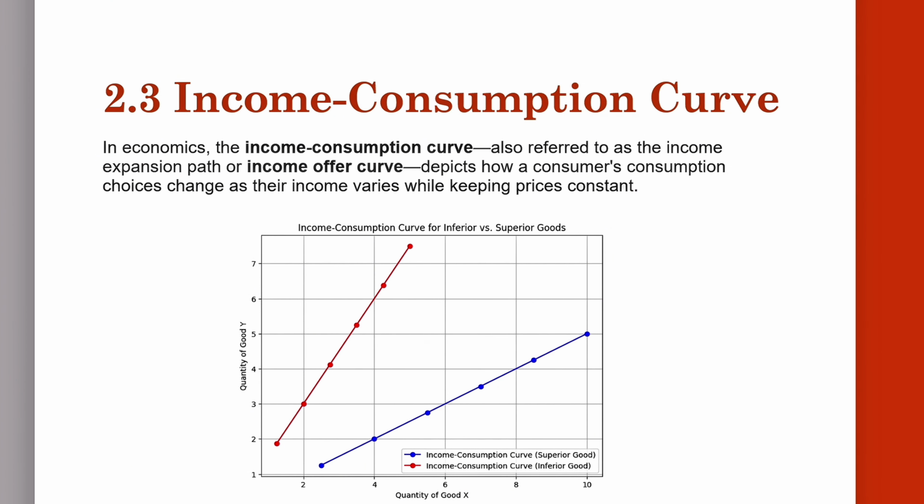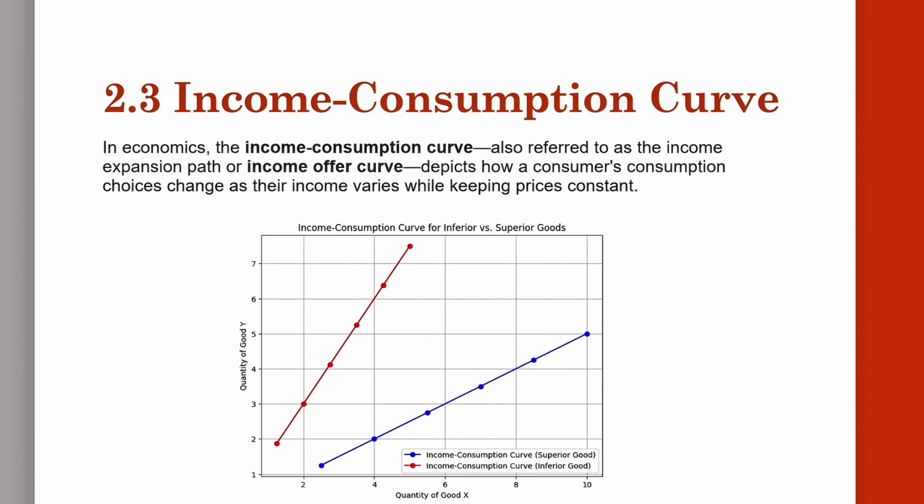Keeping prices constant, we can plot different equilibrium points for different levels of income. Connecting these points gives us the ICC. Let's say you start with a low income. You might spend primarily on necessities, basic food, essential clothing.